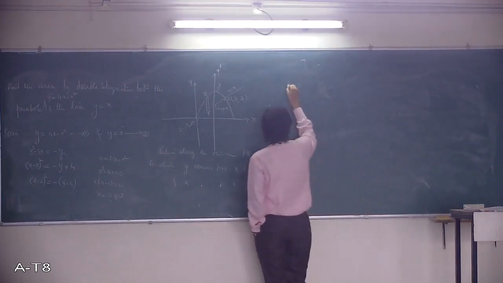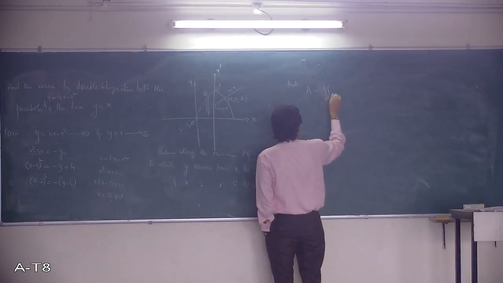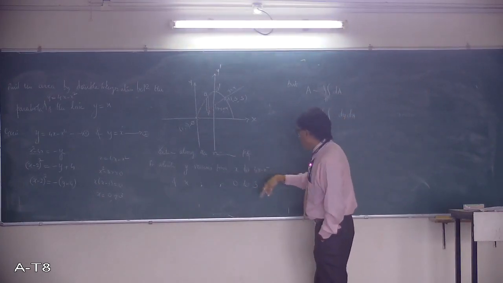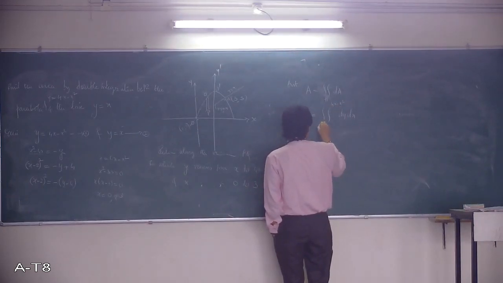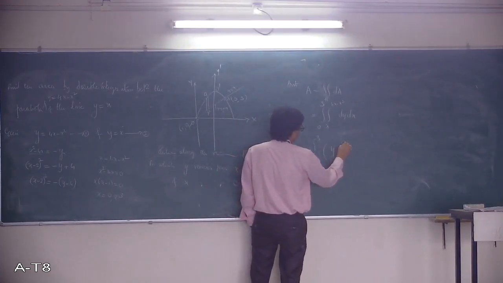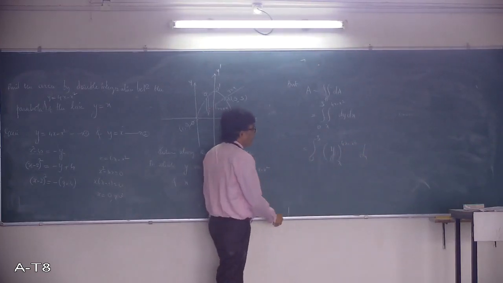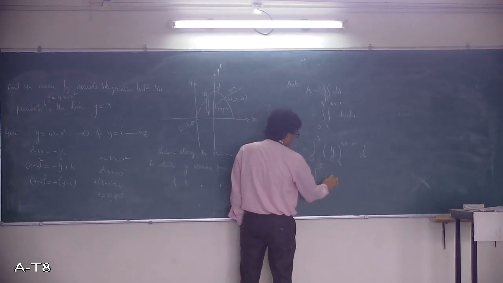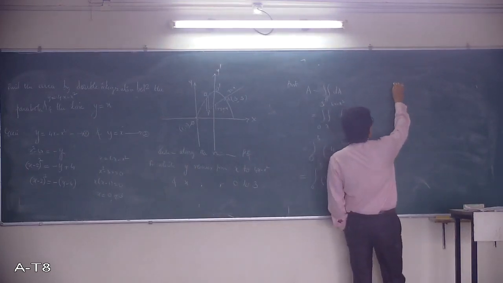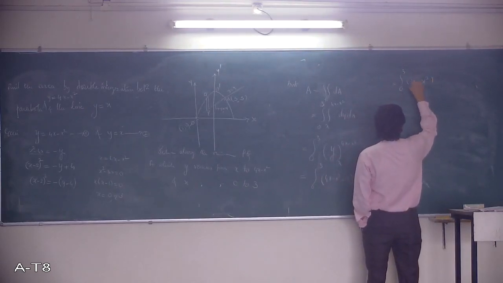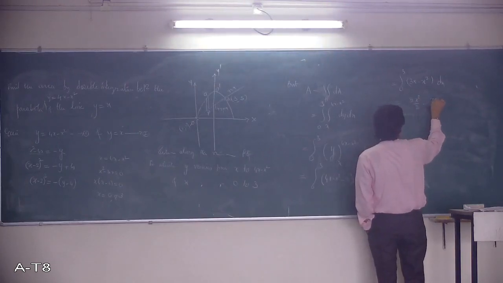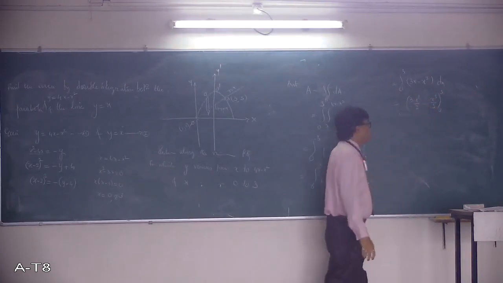Now, area A equal to double integration dA. This is equal to double integration dy dx. So whatever the limits are, we will write them: y from x to 4x minus x square, x from 0 to 3. This is the integral from 0 to 3 of (4x minus x square minus x) dx, that is the integral from 0 to 3 of (3x minus x square) dx. The integration gives 3x square by 2 minus x cube divided by 3, limits of integration 0 to 3.